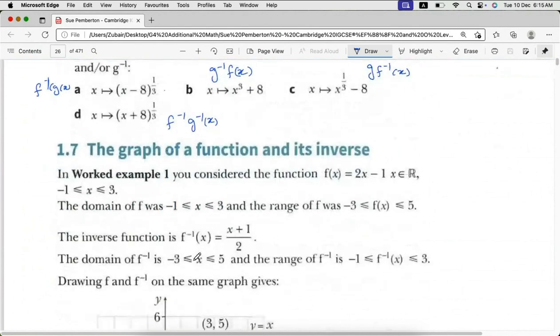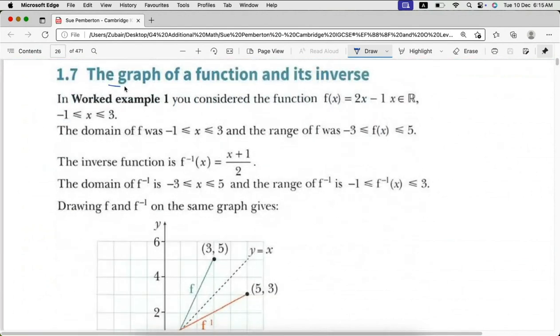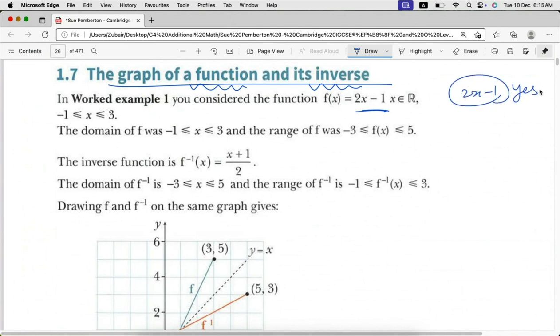Okay, now I'll just touch this topic and in your free time do try that. Graph of function and inverse. We've been doing graphs irrespective of whether the expression is a function or an inverse, we can always sketch it. We just need the equation. For example, this one right here is 2x minus 1. We could sketch it. If I find the inverse, this is the inverse. We could sketch it. So that's not an issue.